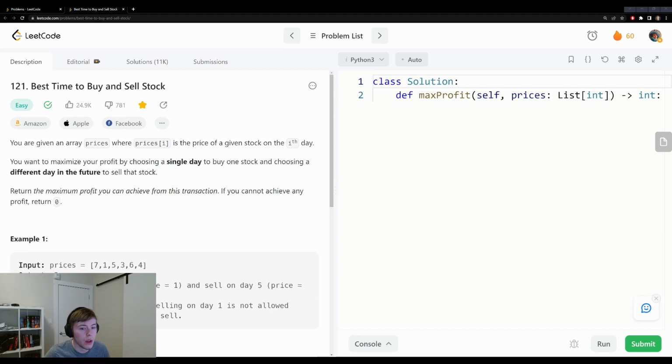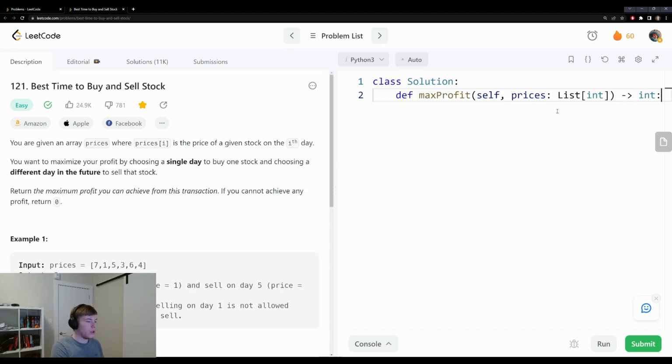Today we're going to be doing another frequently asked problem, which is called best time to buy and sell stock. So you're given an array of prices where prices[i] is the price of a given stock on the ith day. You want to maximize your profit by choosing a single day to buy one stock and choosing a different day in the future to sell that stock. Return the maximum profit you can achieve from this transaction. If you cannot achieve any profit, return 0.